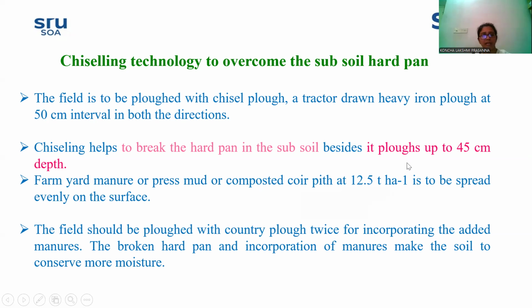Along with this, farmyard manure or press mud or composted coir pit at the rate of 12.5 tons per hectare should be spread evenly on the surface of the hard pans. Next, the field should be plowed with a country plow twice for incorporating the added manures. Then the broken hard pans and incorporation of manures help the soil conserve more moisture. So this is how the chisel plow technology is the very best method to overcome these subsoil hard pans.